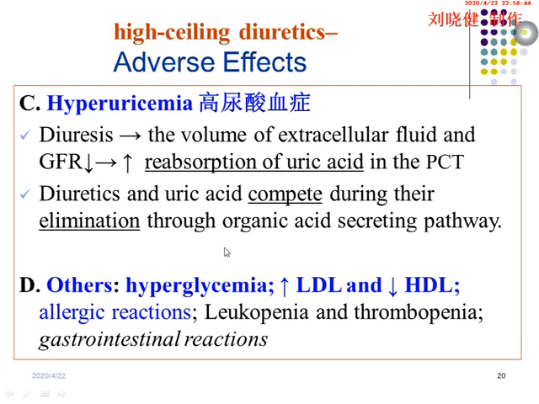High-ceiling diuretics also increase LDL and decrease HDL, and also induce hyperglycemia and allergic reactions, even leukopenia and thrombocytopenia, and GI tract reactions. So there are 4 points for the adverse effects of high-ceiling diuretics.